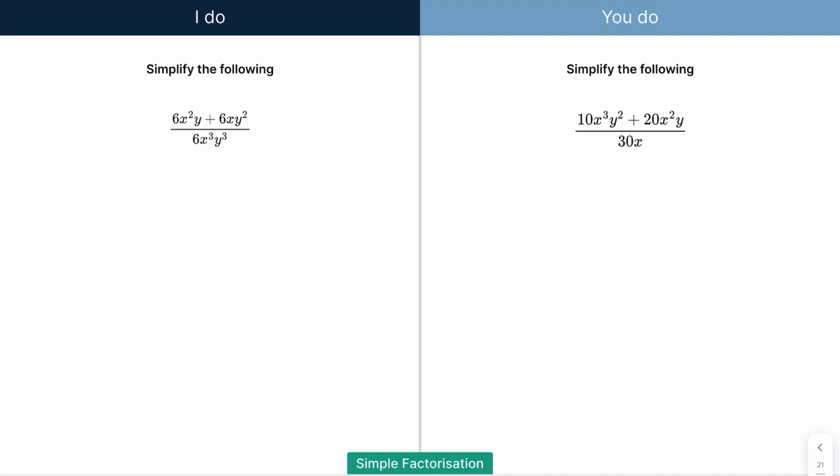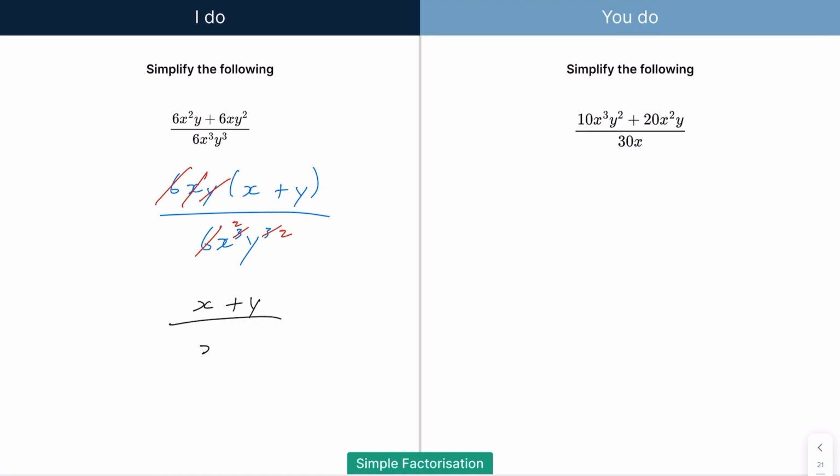So looking at this one here, again at the top we can factor out the 6, we can factor out an x, and we can factor out a y, so that leaves us with x plus y in the brackets, and then at the bottom we have 6x cubed y cubed. In terms of cancelling here, the 6 can cancel out, we can get rid of the y here, the x here, sorry, and that becomes squared. If we get rid of the y here, that becomes squared 2. And then our answer becomes x plus y over x squared y squared.